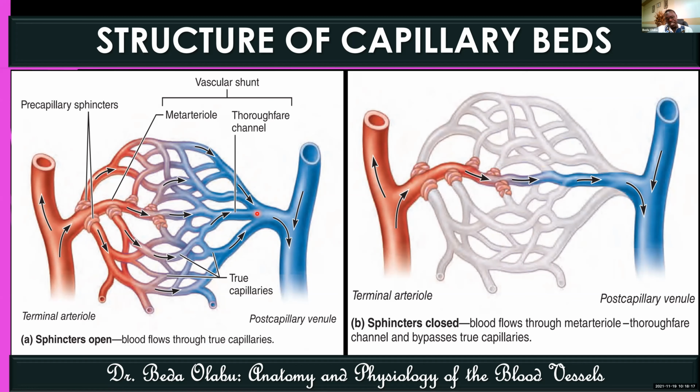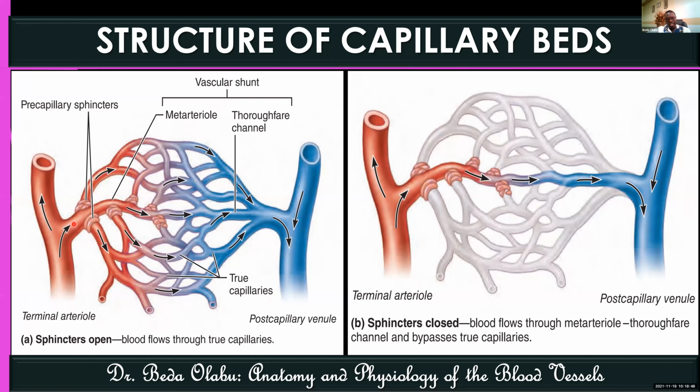Now, why do we have such an arrangement? There are some circumstances where we don't want blood to go to a particular organ for whatever reason. In that case, those precapillary sphincters will contract so that blood does not go through the true capillaries. So it will just be minimal. In those circumstances, if you totally block here, you know you're going to increase blood pressure.